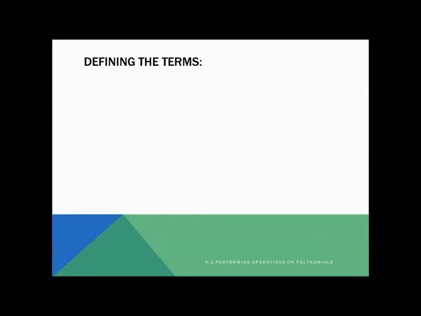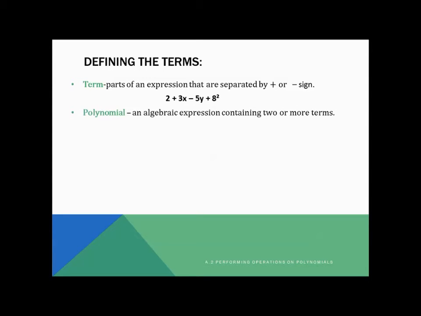Terms. Okay, our first term is term. Algebraically speaking, the term is part of an expression that is separated by a plus or minus sign. So if you look at this expression right here, you can see 4 terms. This expression is known as a polynomial. It's an algebraic expression containing 2 or more terms. And as we stated, this one would have 4 terms.